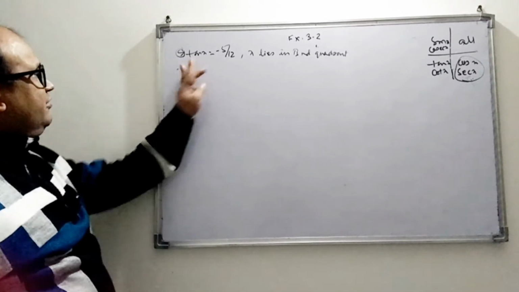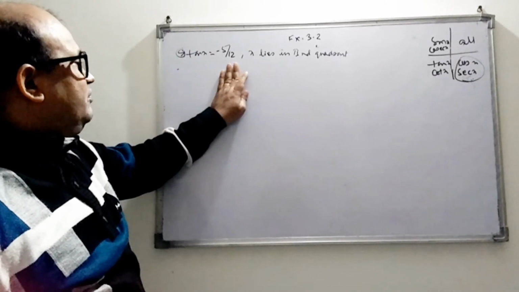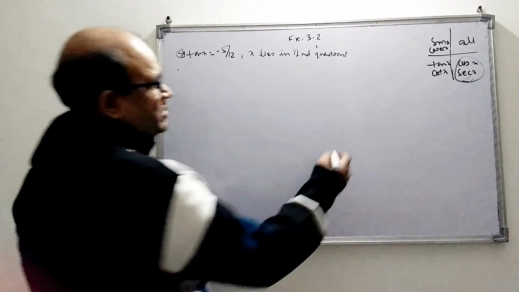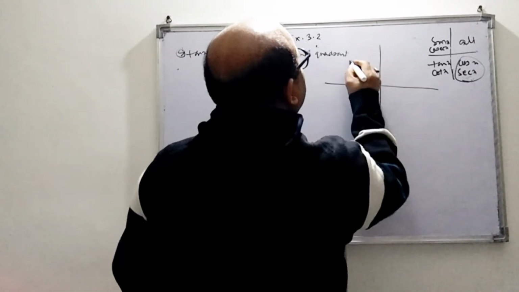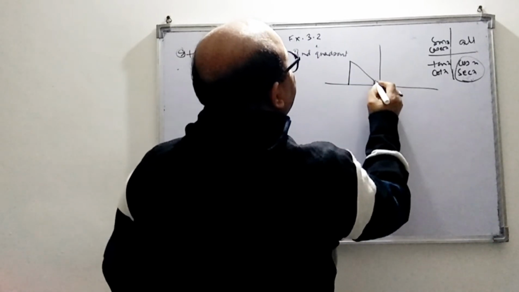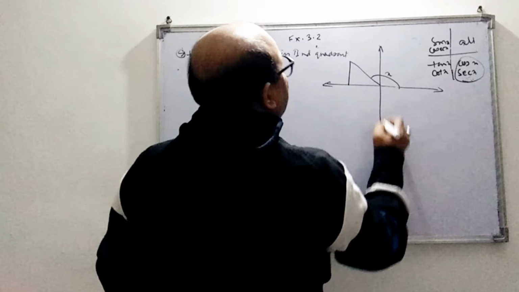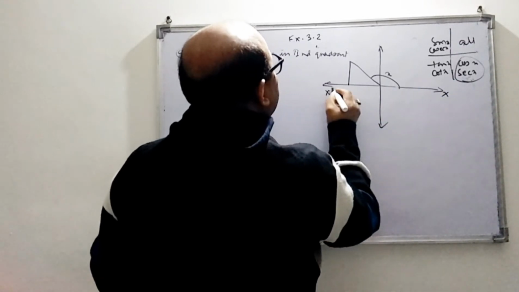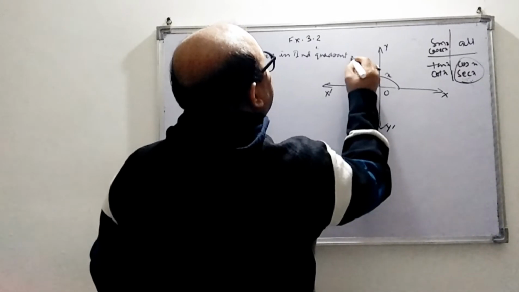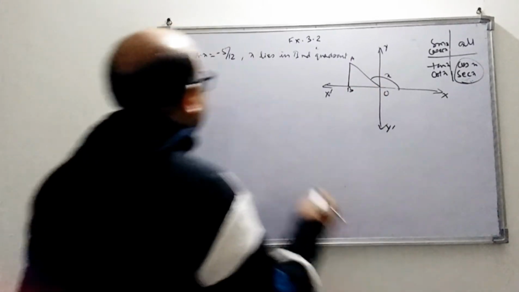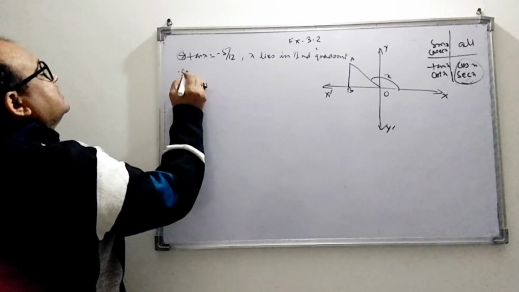Question 5. Tan x equal to minus 5 by 12. Well, x lies in the second quadrant. X lies in the second quadrant. Now, sec x, let us start.